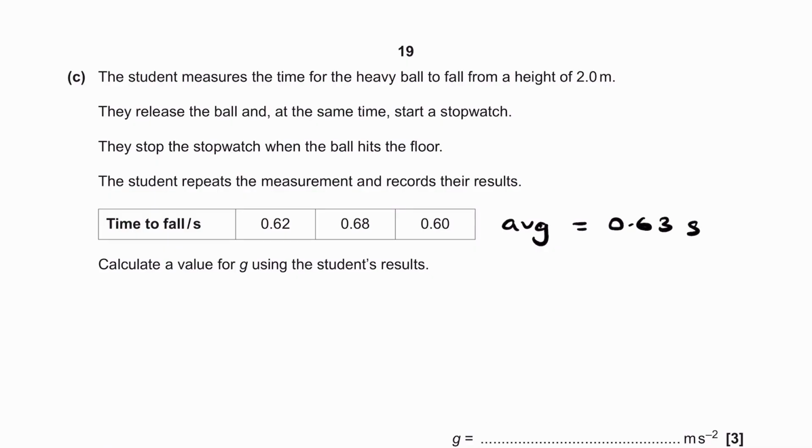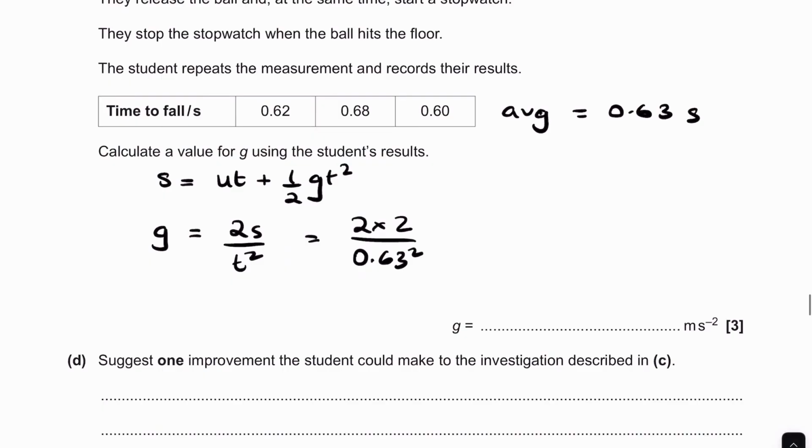Then just use, again, s equals ut plus half at squared, or half gt squared, where g is 2 times s over t squared, as u is 0. That is going to give me a value of 9.97 meters per second squared.